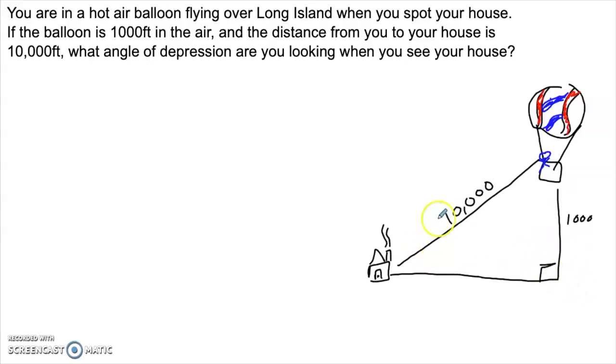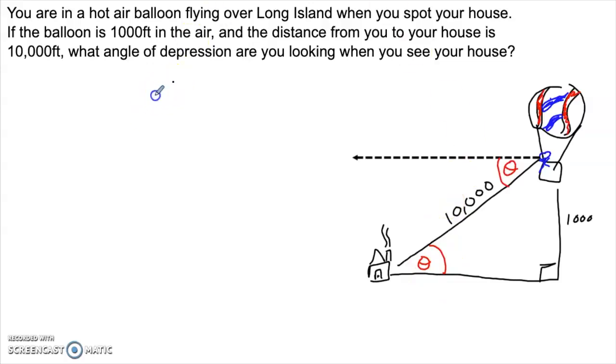And what we're trying to find is, what is the angle of depression that you are looking at when you see your house? So remember, an angle of depression is looking down from horizontal, which means the actual angle this question is looking for is this angle here. Now that angle is not inside of this triangle, but that's okay because it's down from horizontal. That is the same as this angle because these are alternate interior angles. So we're just going to solve for that angle right there.